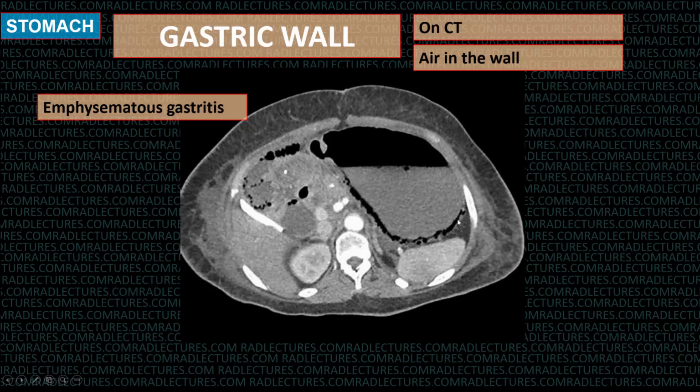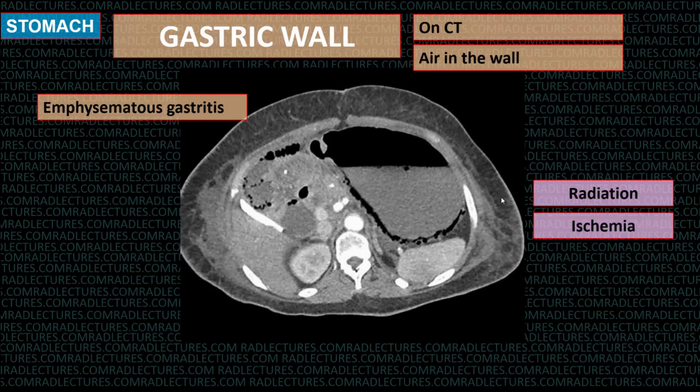Now, why are we saying that there is air in the wall of the stomach? Because it is present in the dependent portion of the stomach. So this air cannot be in the lumen, because otherwise it would come up into the non-dependent portion. But because it is in the dependent portion, we know that this is in the wall. Air in the wall of the stomach can occur in radiation, ischemia, or after treatment of lymphoma, because there is necrosis of the gastric wall in such patients.